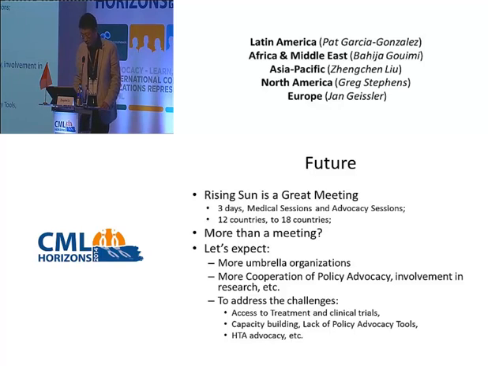But I'm glad to see, and I think we can expect, there will be more umbrella organizations in Asia, and there will be more cooperation on policy advocacy, patient enrollment in research, etc. Our target is to address the challenges, for example, access to treatment and clinical trials, capacity building, lack of policy advocacy tools, and HTA advocacy, etc.